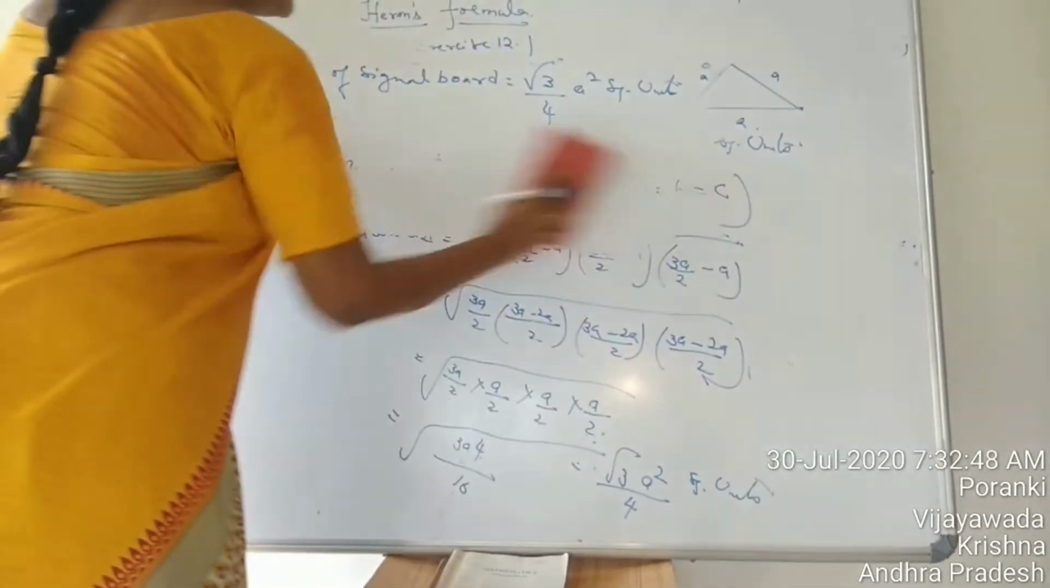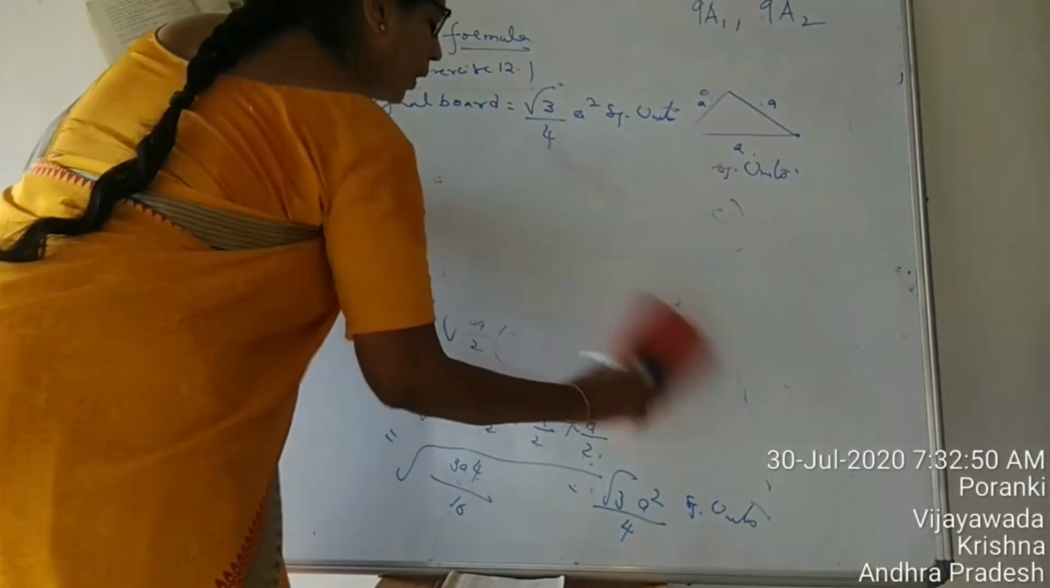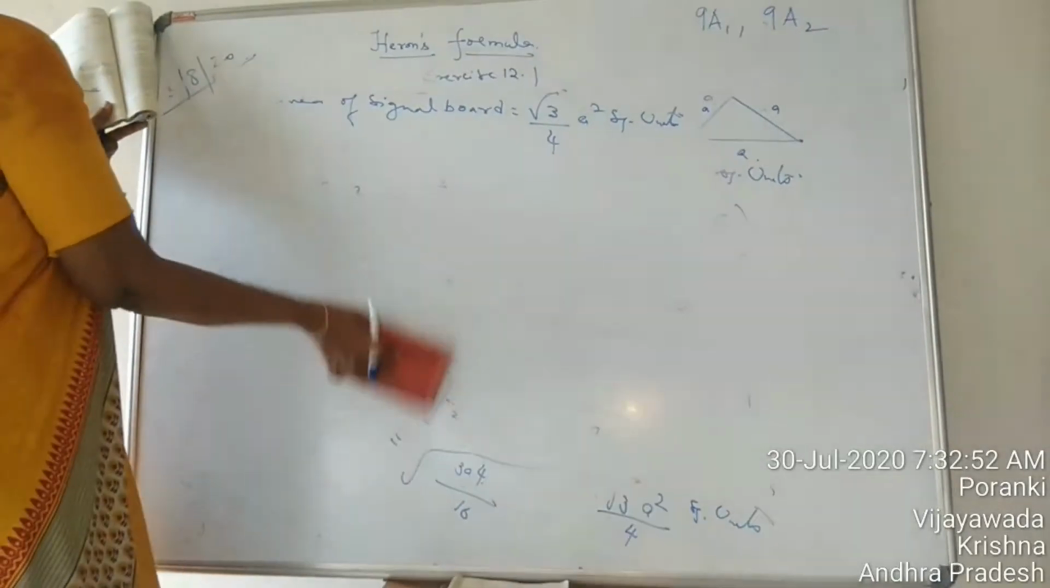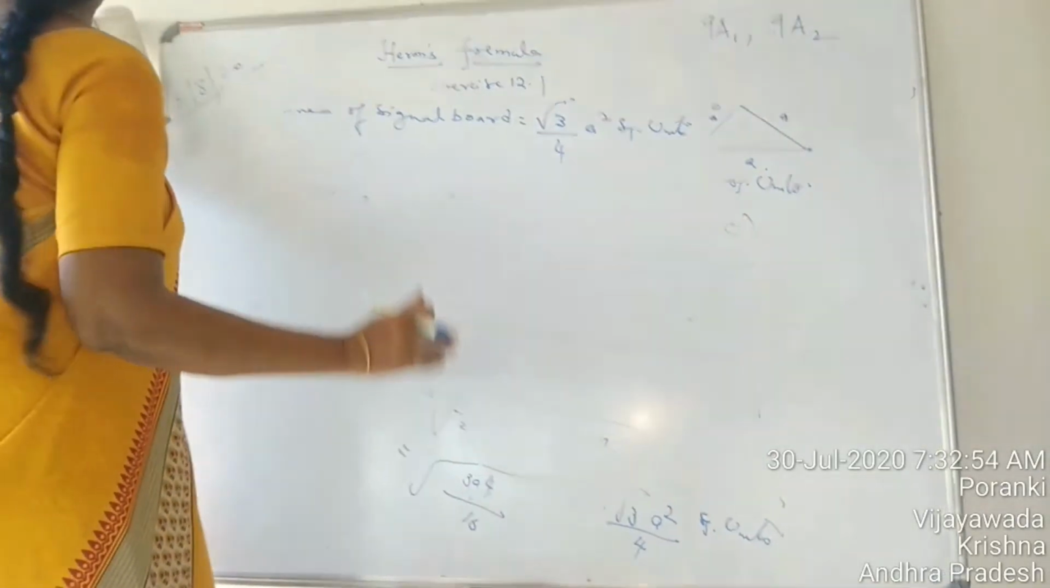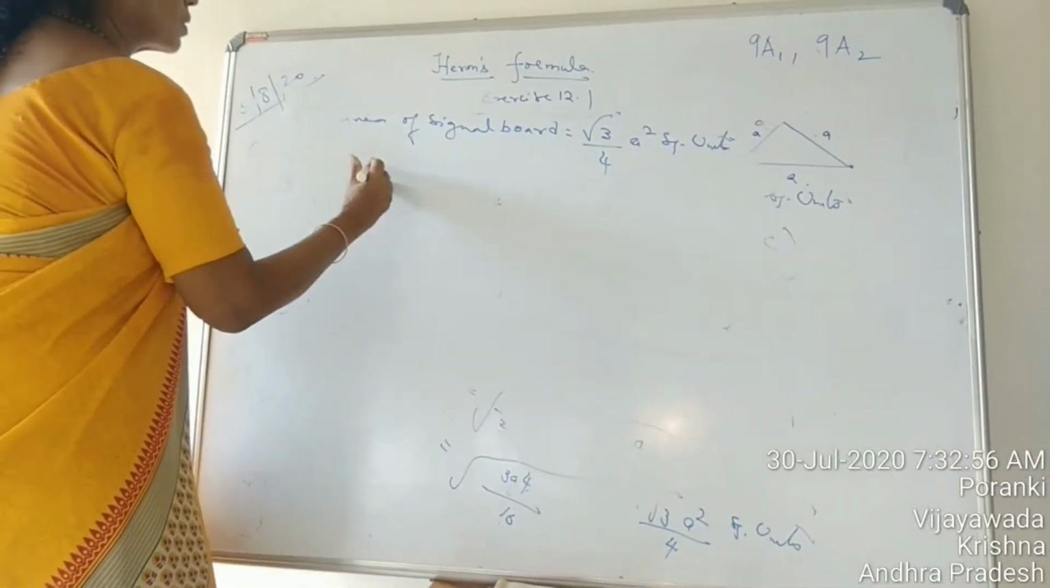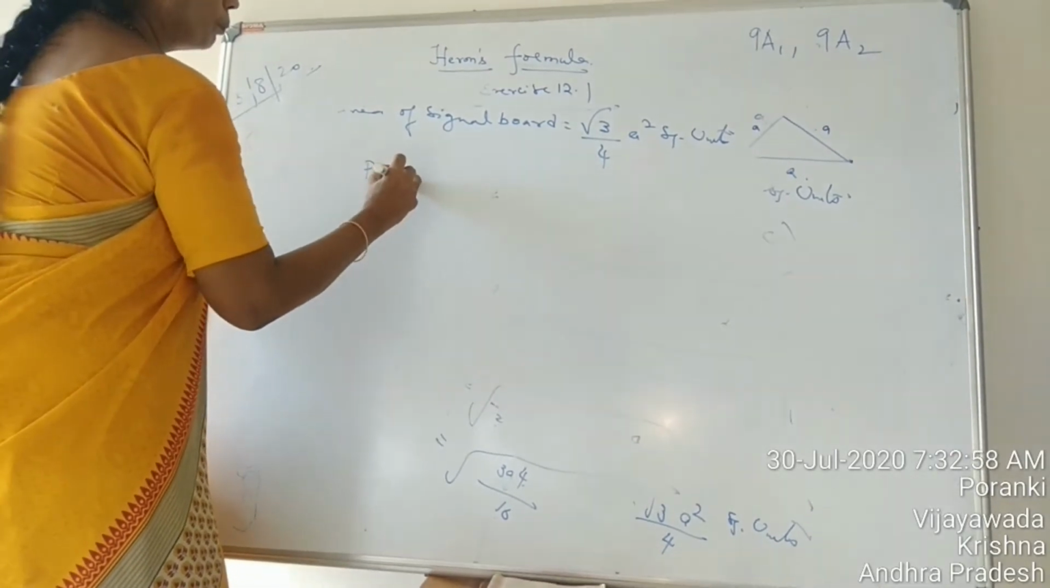Now coming to the next part, children, the perimeter of this triangle is 180 centimeters.